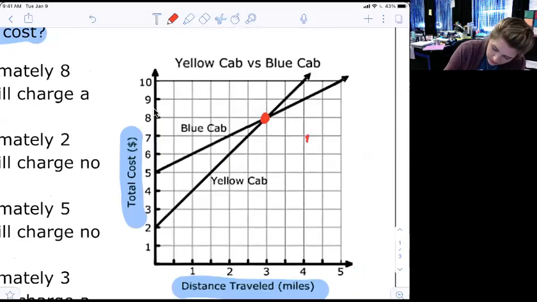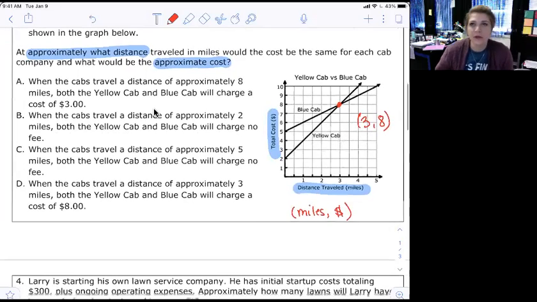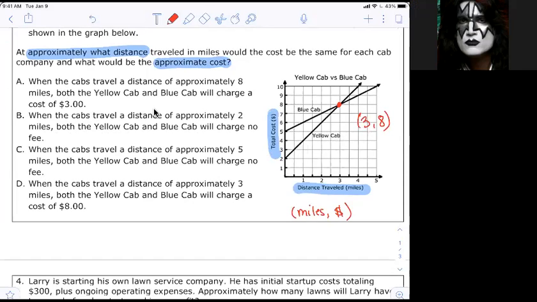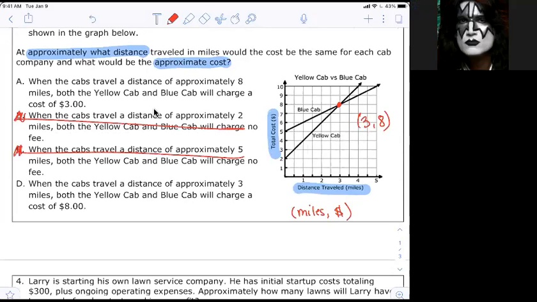Perfect. 3 and 8. So now guys, really quick, based off of that, 3 and 8, which answer choices can you get rid of? Shout it out. B and C. Bye, Felicia. Bye, Craig. Don't use those ones because they don't have the right numbers.